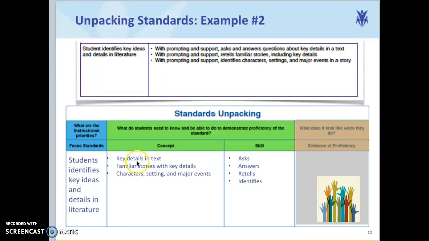So we are asking about the key details. We are asking about familiar stories. We are asking about characters, asking about setting, asking about major events, answering and retelling key details, familiar stories, characters, setting, major events. So you can see how there are so many different ways and different lessons and different activities and different ways to assess the standard.